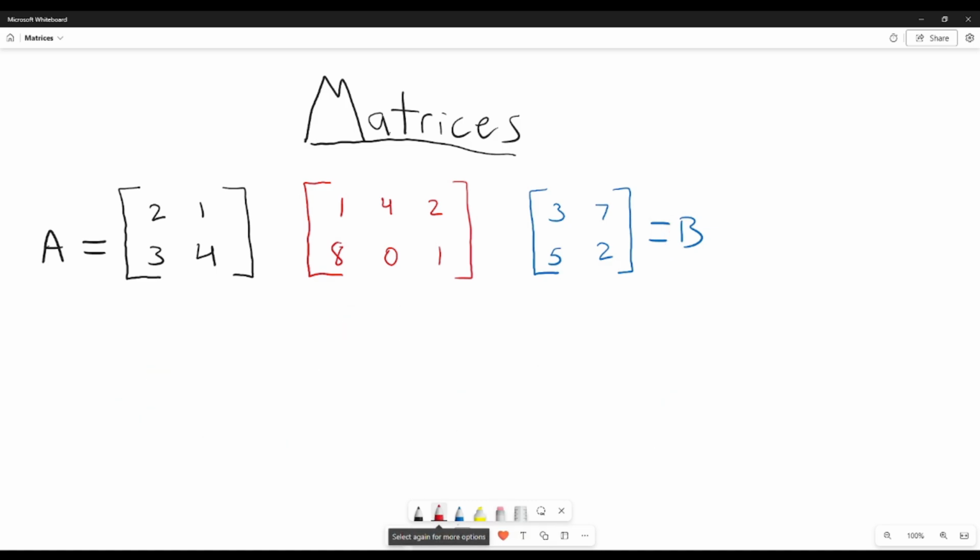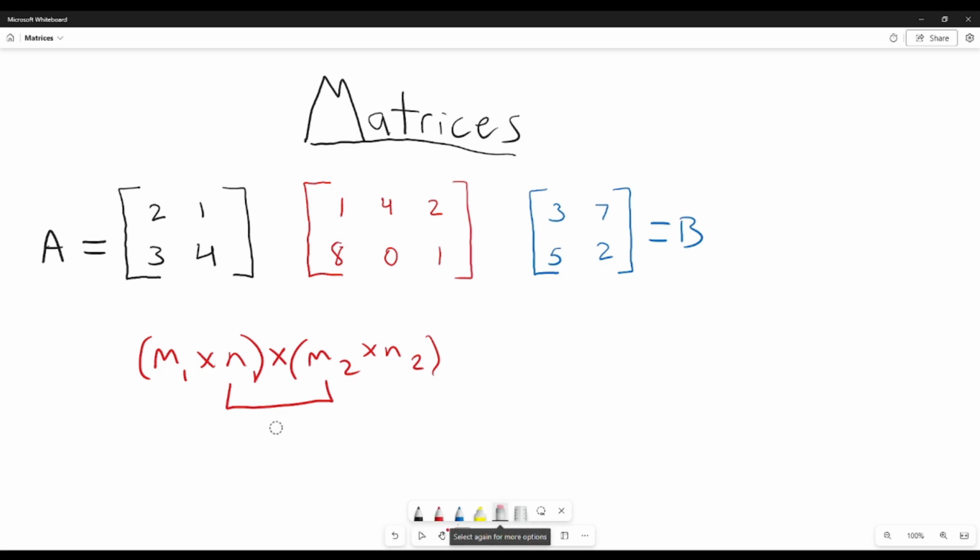The second way that you multiply matrices is by other matrices. Matrix multiplication has a few special rules though. You can only multiply matrices if the n value of the first matrix and the m value of the second matrix are the same. So for example, I've got m1 by n1 and m2 by n2. You can only multiply these two matrices if n1 and m2 are the exact same value. And here's why.